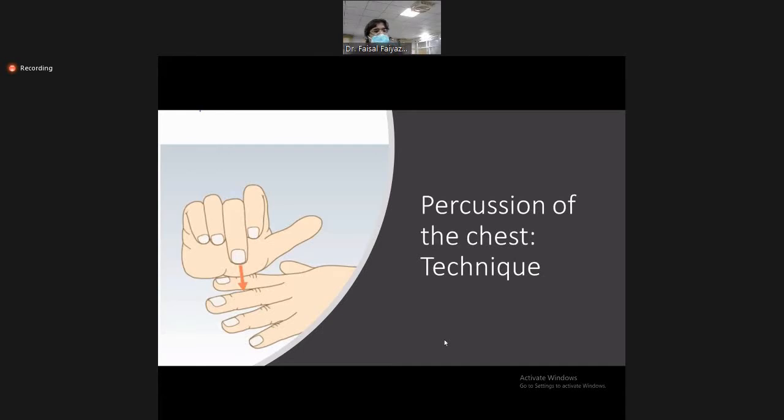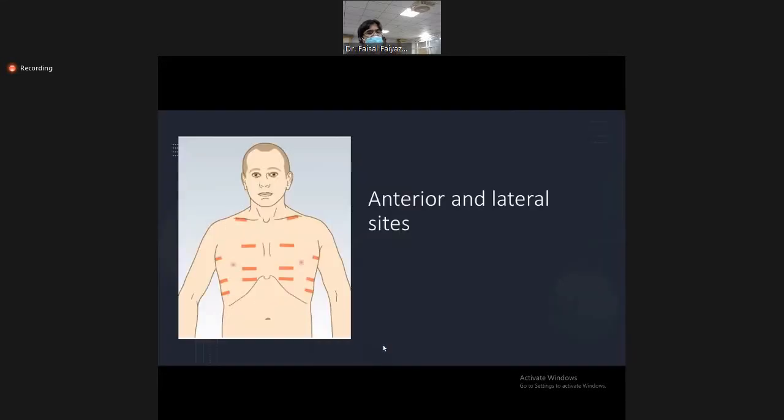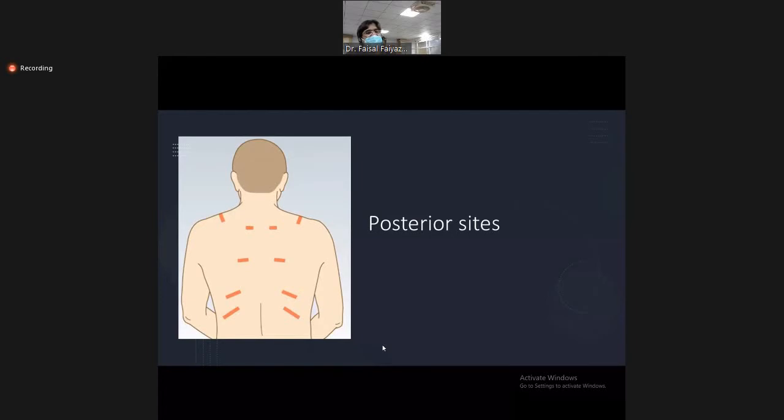This picture is showing you how to do a proper percussion. Percussion technique. These are the areas, anterior chest and the lateral sides in the axillary, where to percuss. These are the posterior sides where to percuss.